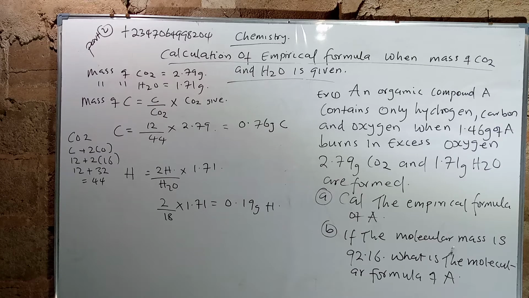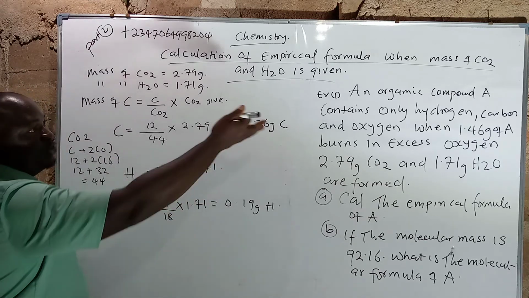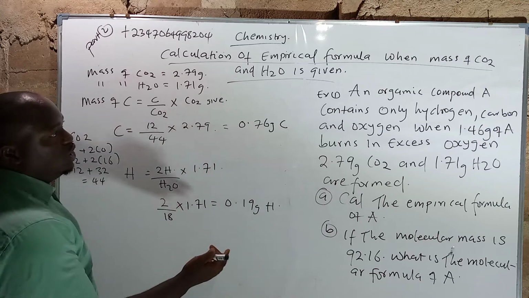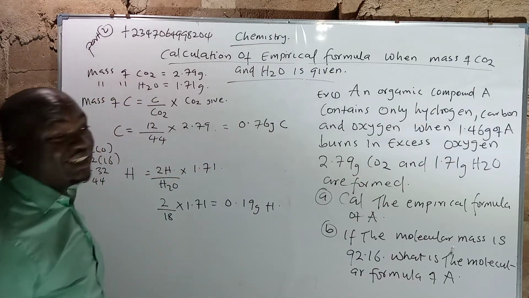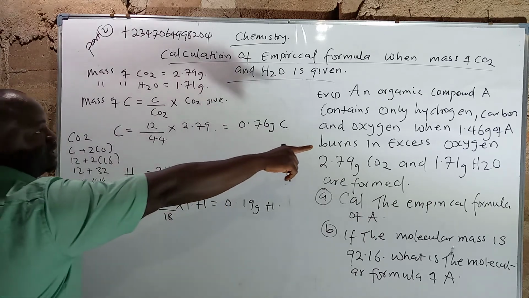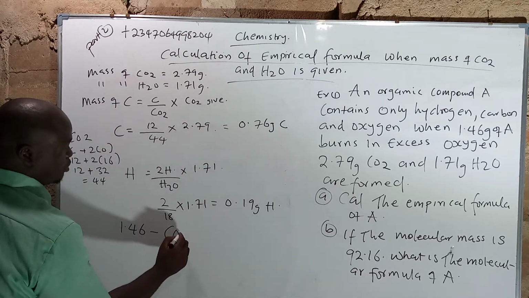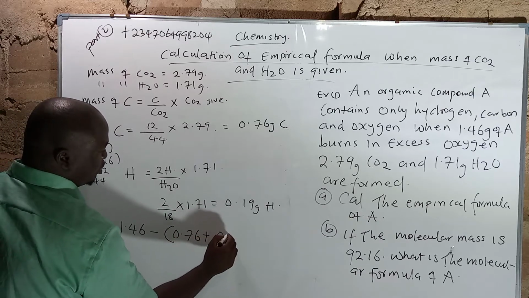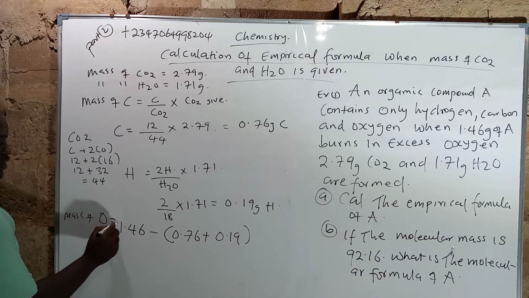Now, remember in the question they only gave us the mass of CO2 and the mass of water. Now you have managed to get the exact mass of carbon and hydrogen. Now remember, they said it also contains oxygen. So once you have gotten the two, all you need to do, remember, when 1.46 grams of A burns in excess oxygen, is add these two values together and subtract from that one given in the question. So you have 1.46 minus 0.76 plus 0.19. Remember, I want to get the mass of oxygen now, right?